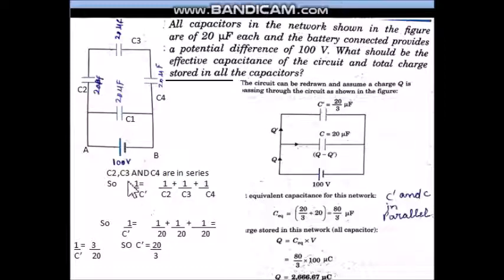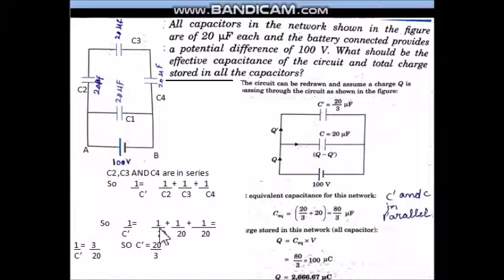We have the reciprocal addition for the series combination. If we have to find the resultant of C2, C3, C4, suppose we call the net answer of these three C dash, then 1 by C dash equals 1 by C2 plus 1 by C3 plus 1 by C4.